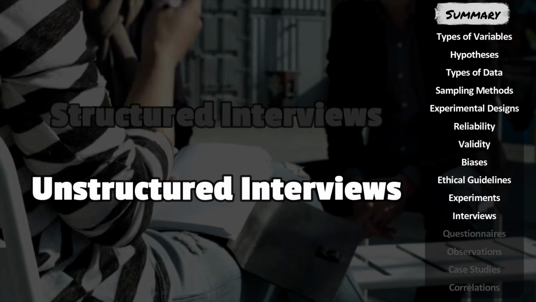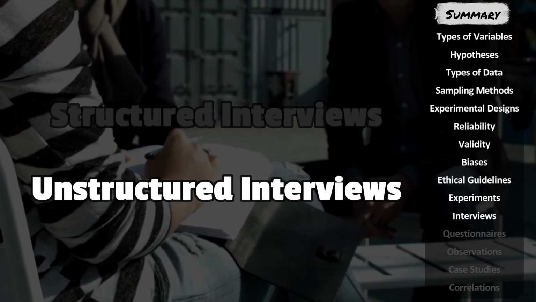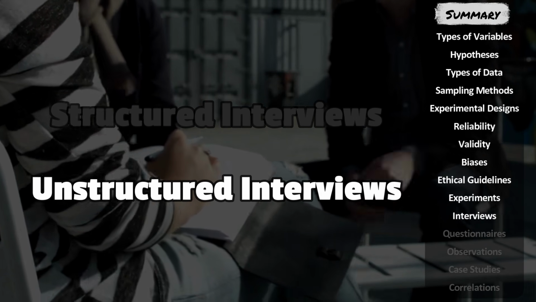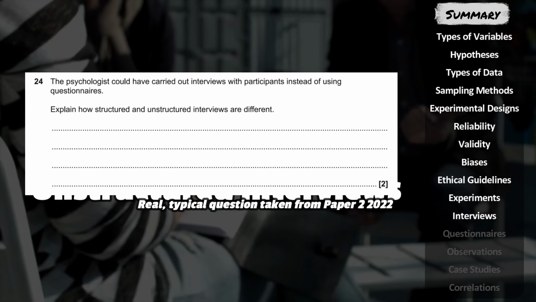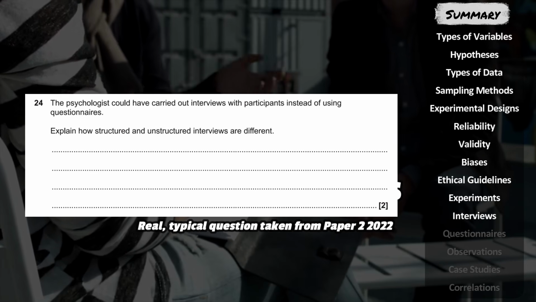An unstructured interview is one where the participants get asked questions based on their responses. So for example, like a chat show host. So they might be asked to expand on things, or they might be asked, how did that make you feel? Or why did you do that? If the researcher is expanding on answers, then that is an unstructured interview.